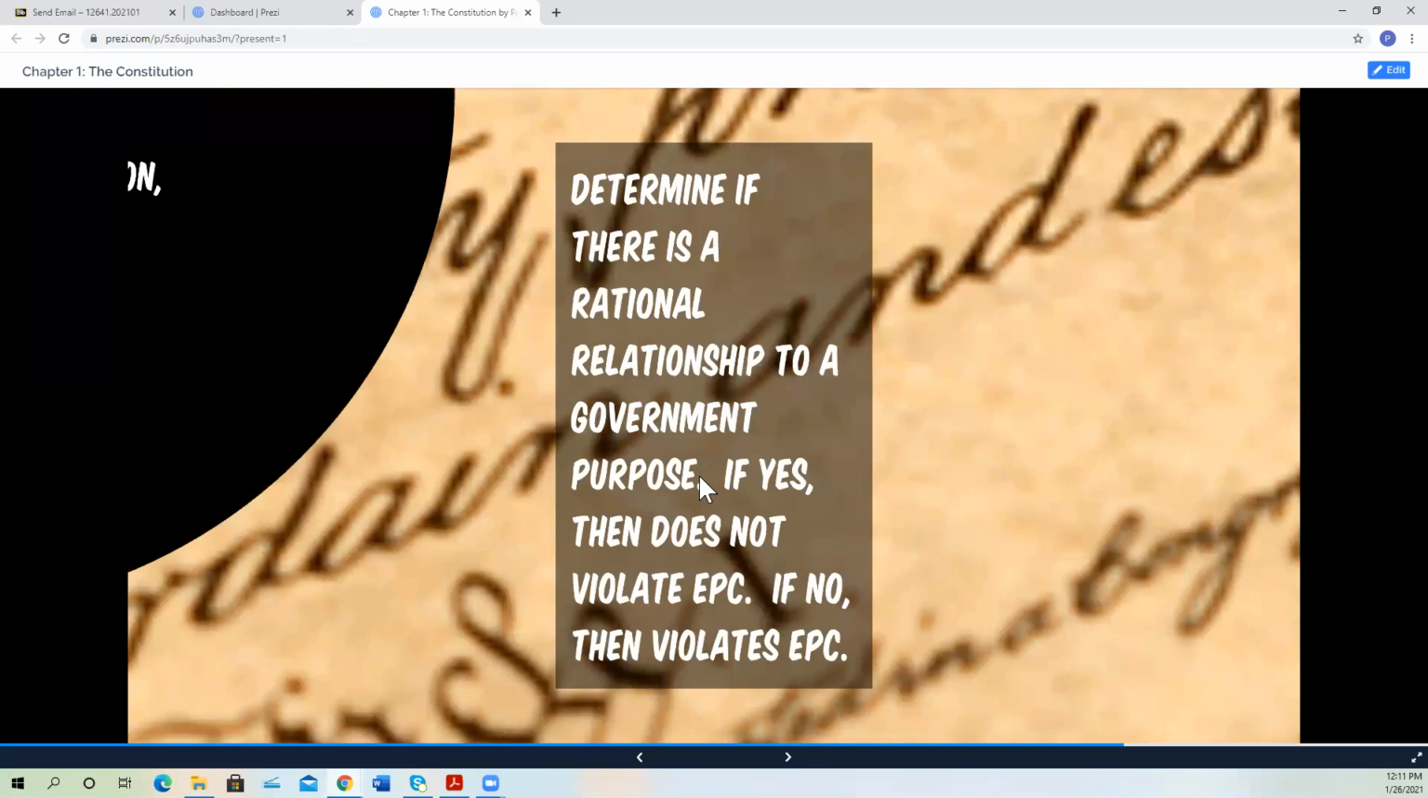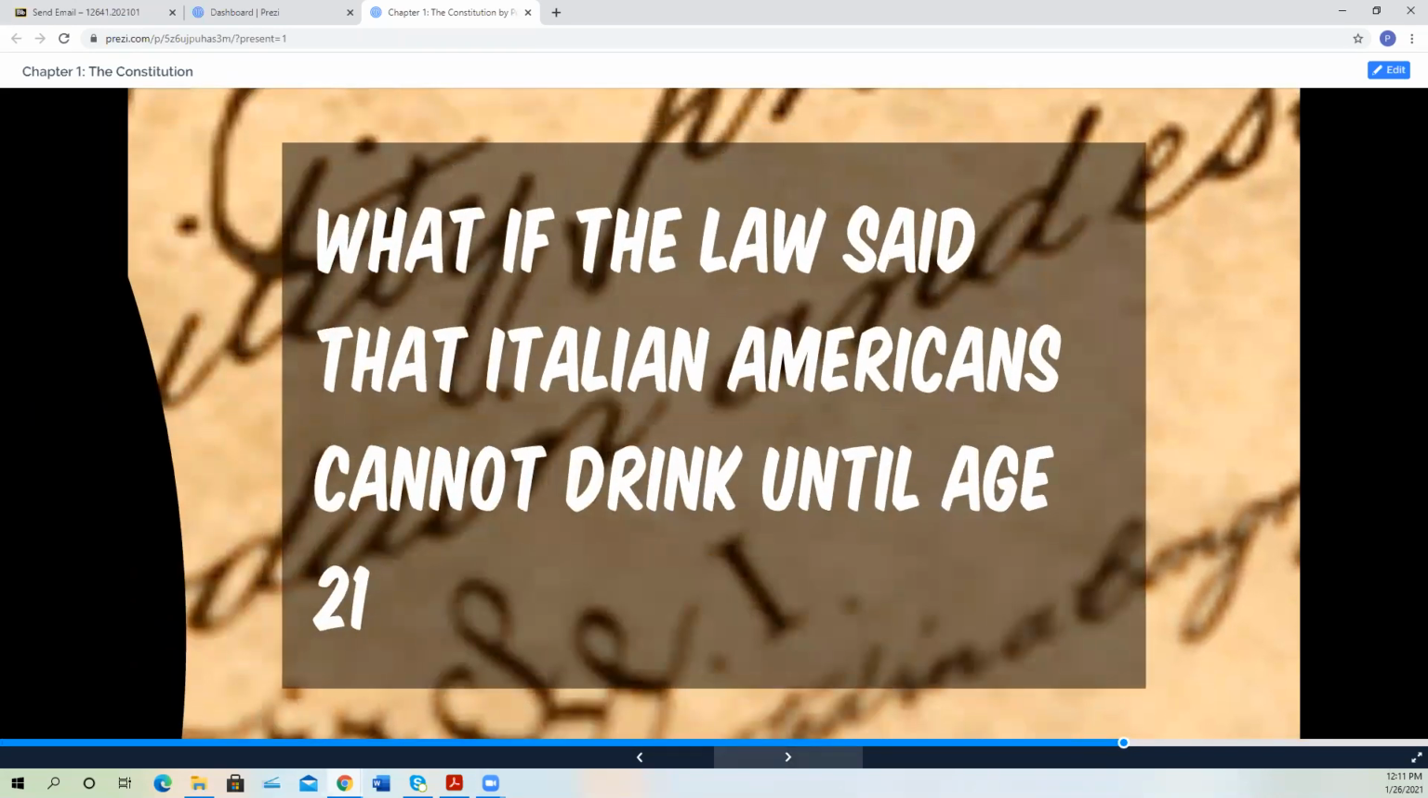If they said that men cannot drink wine, but women can drink wine, that would have to be a different test, because now it's not age-based. We're basing it on gender. So you have to look at the who. And the who, in this case, is the age. When age applies, then we look at the rational relationship.